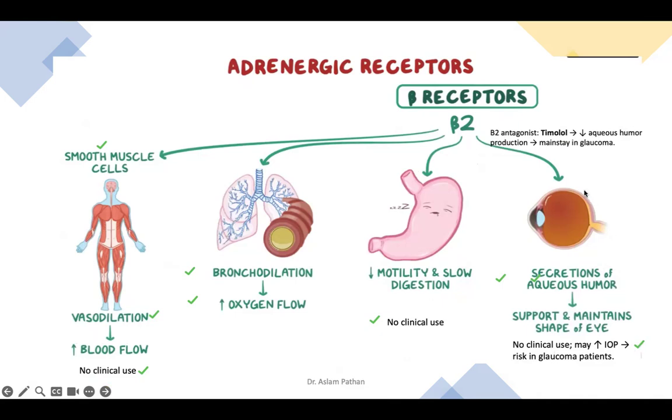So that's why I mentioned a note here, in the treatment or management of glaucoma, we are giving a beta 2 antagonist, not agonist. Beta 2 adrenergic antagonist, and the drug name is timolol. And what is the role? They decrease the aqueous humor production and are the mainstay in glaucoma. Our role here is to decrease the intraocular pressure. This is about beta 2 adrenergic receptor activation.